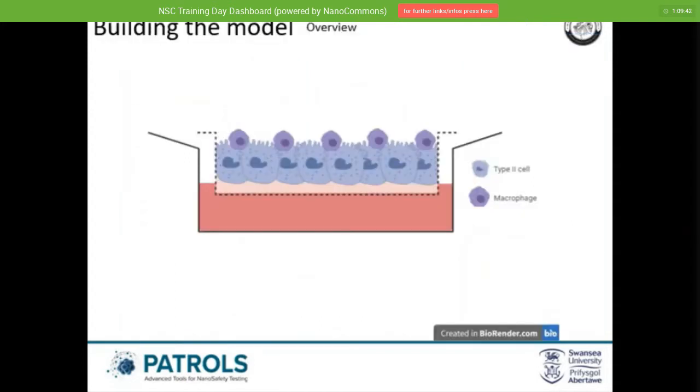So, building the model. This is a quick overview of what our end A549 and macrophage model looks like as a cartoon. We have our A549 cells in the blue and our macrophages in the purple. I note that all of our components are pre-warmed to 37 degrees before we're using them. So this is one we made earlier, and this is what we're aiming for our model to look like.